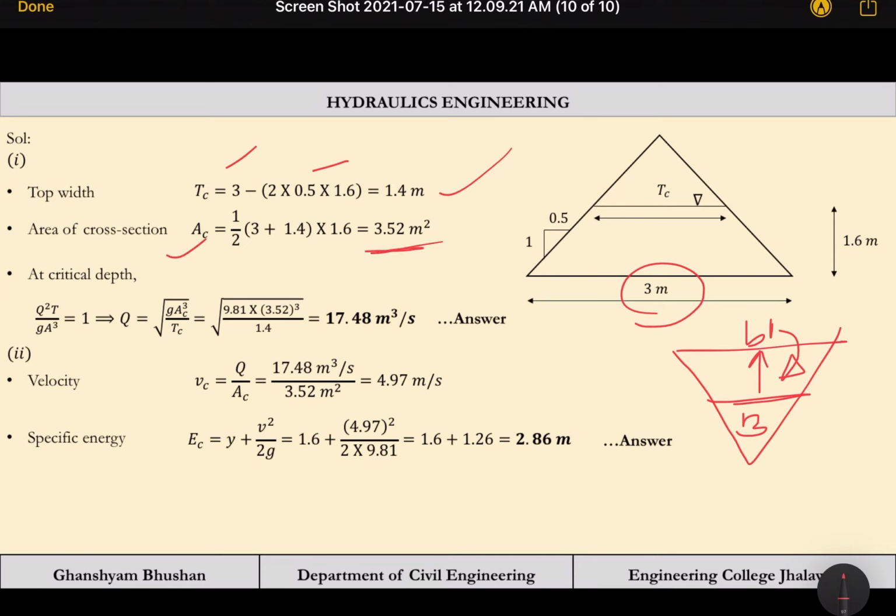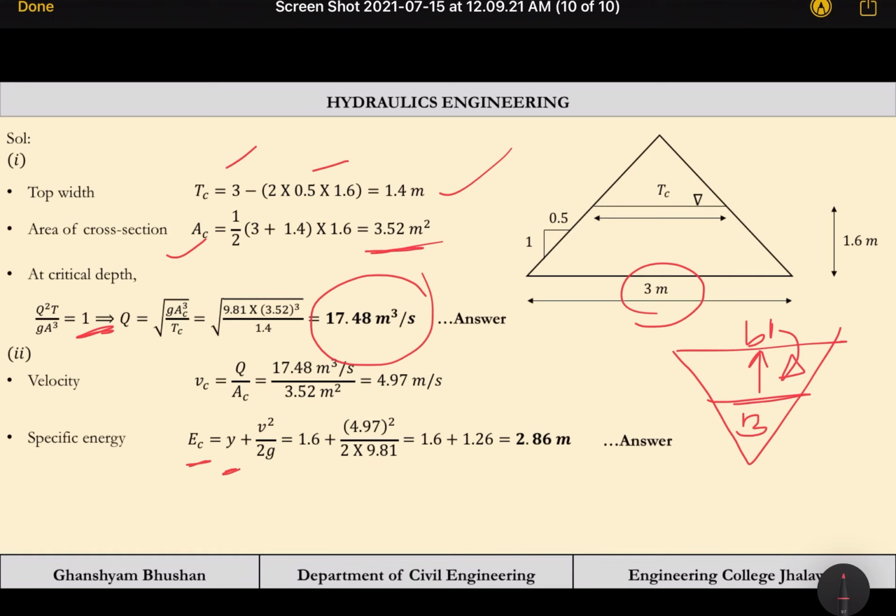Now at critical depth, again Q square T by G A cube we can easily use. Put all the values, you will get 17.48 meter cube per second as the discharge at critical flow in that particular section for a given depth. That depth was critical depth. Now we have to calculate E_C.